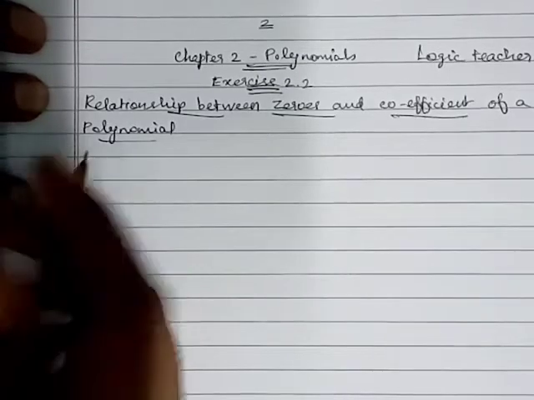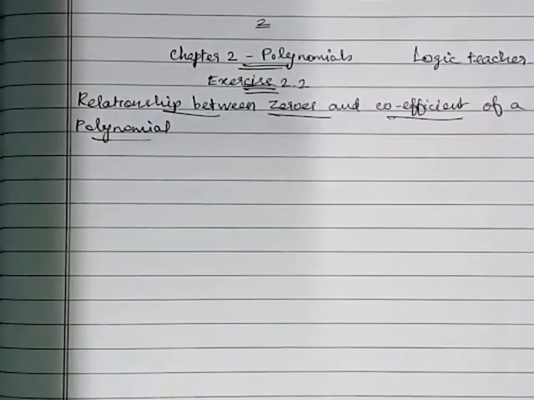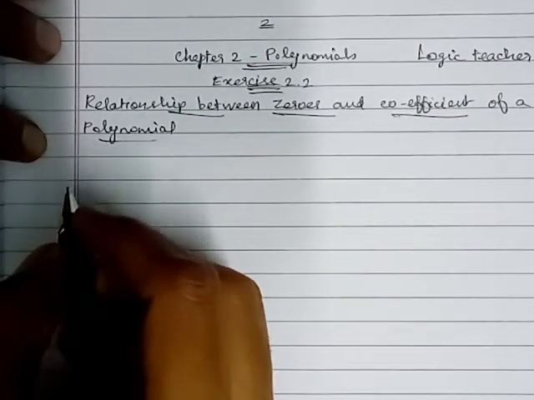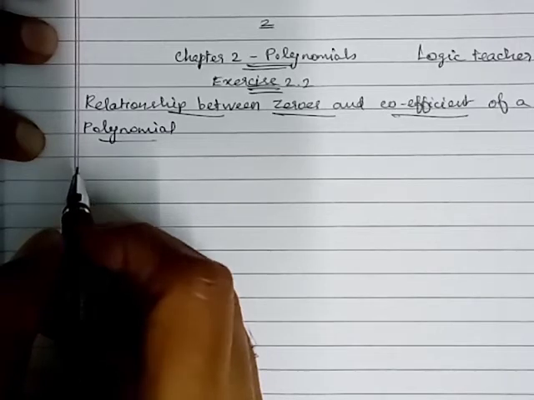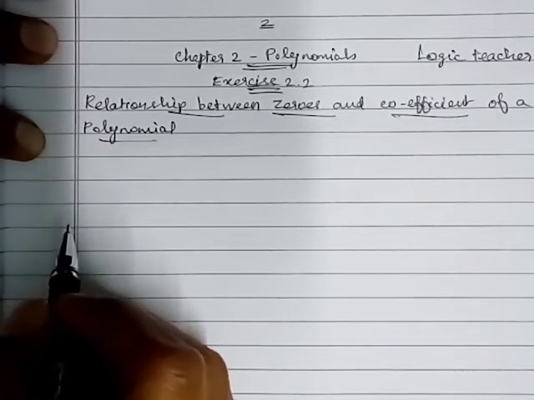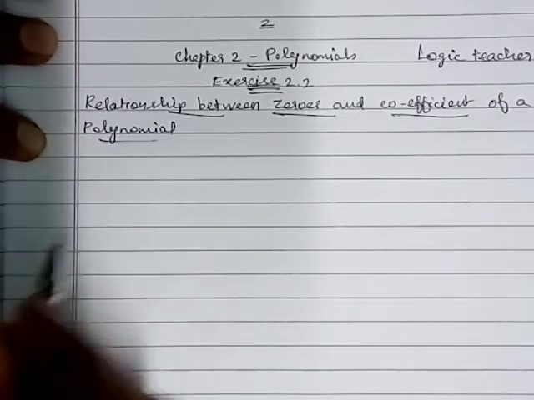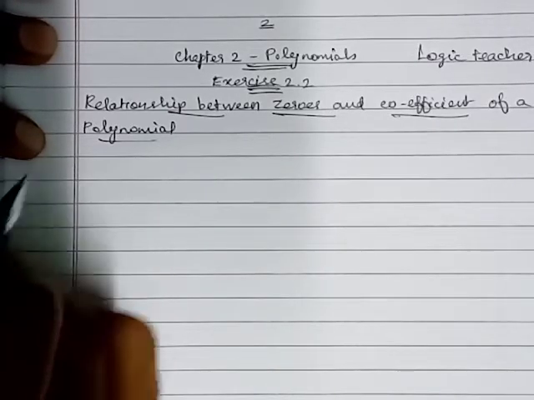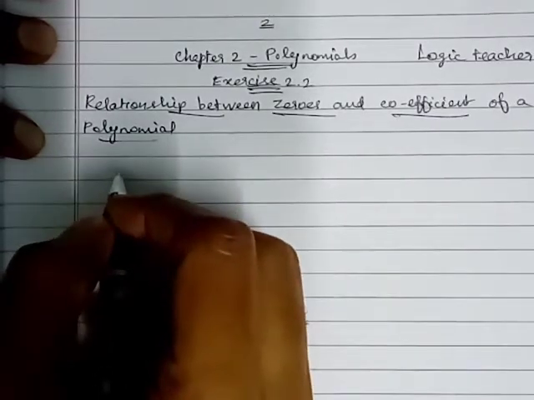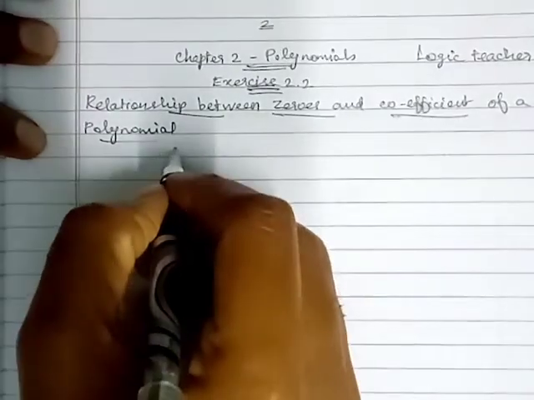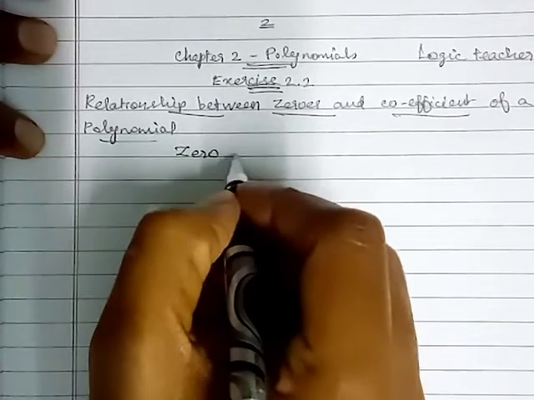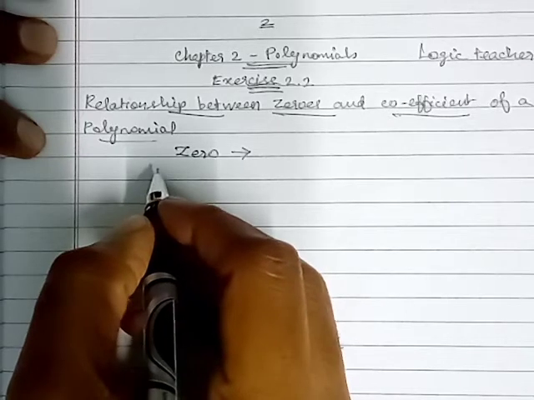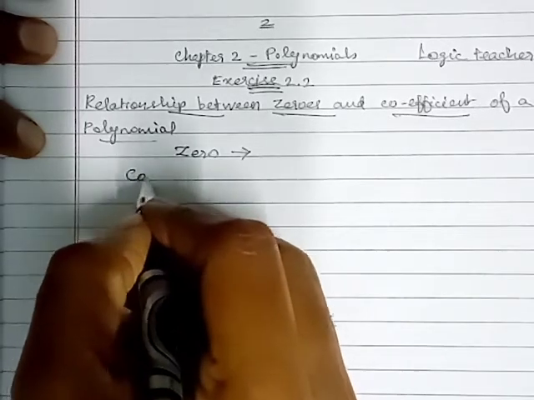Now we are going to see exercise number 2.2 in chapter 2, polynomials. Before going into the exercises, we should know some basic concepts, right? We are going to see the relationship between zeros and coefficients of a polynomial. At first we have to know what is the zero of a polynomial. We already know that, but we will revise it this time also. And what is a coefficient?